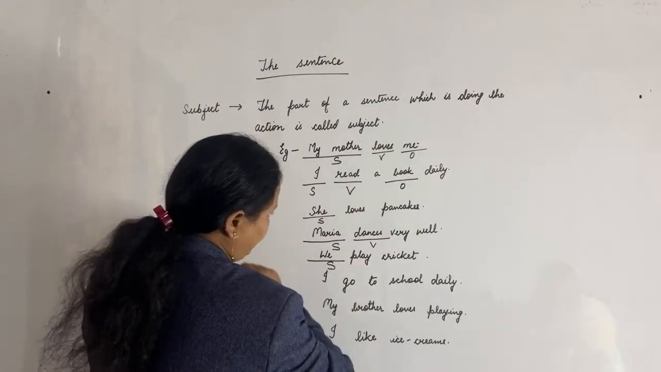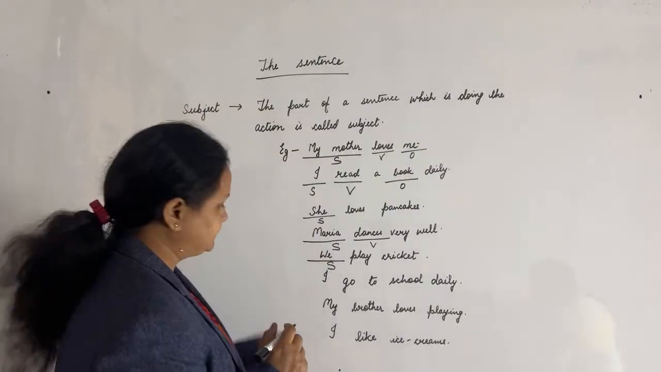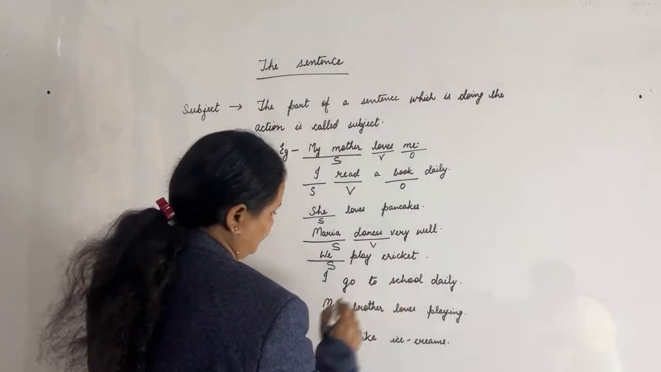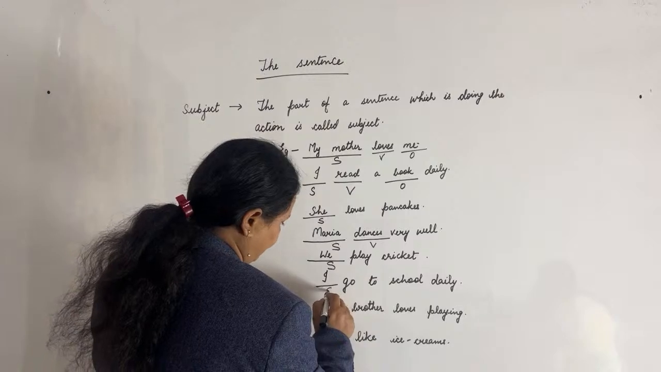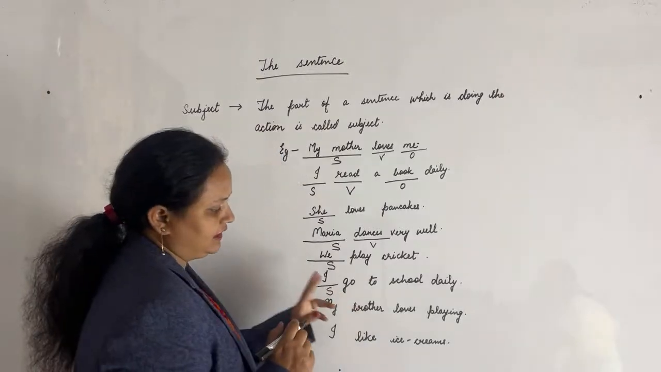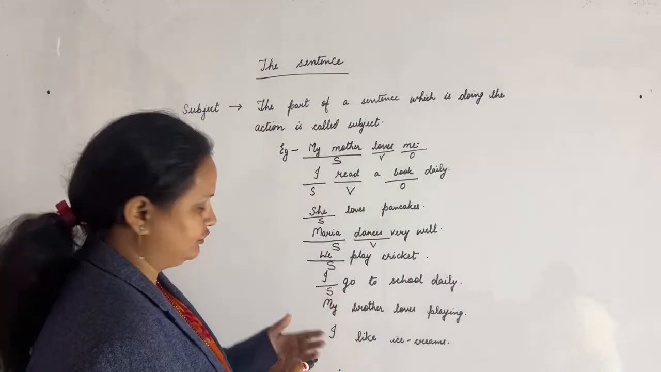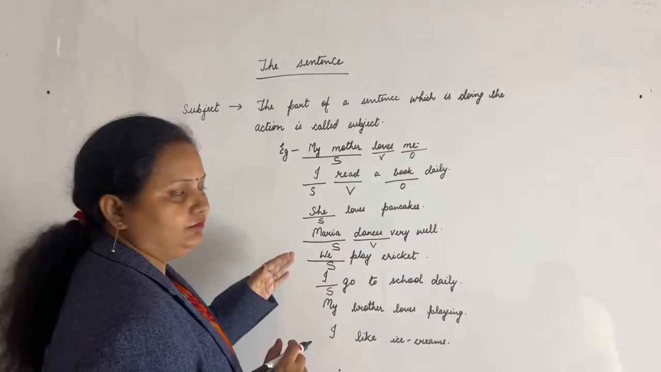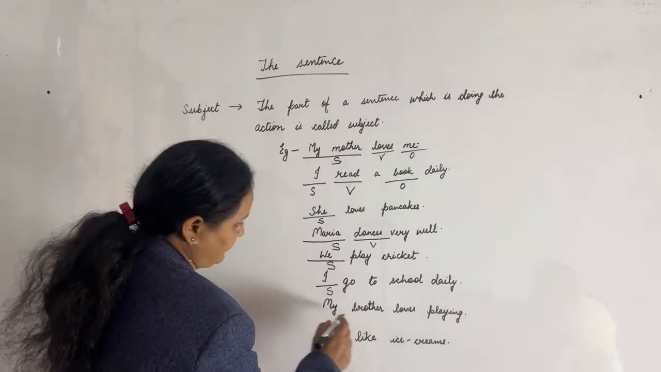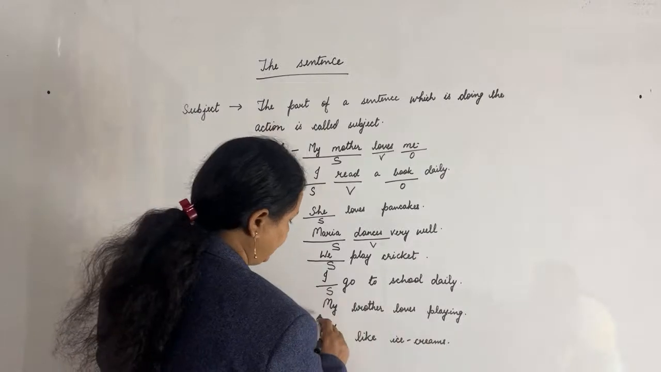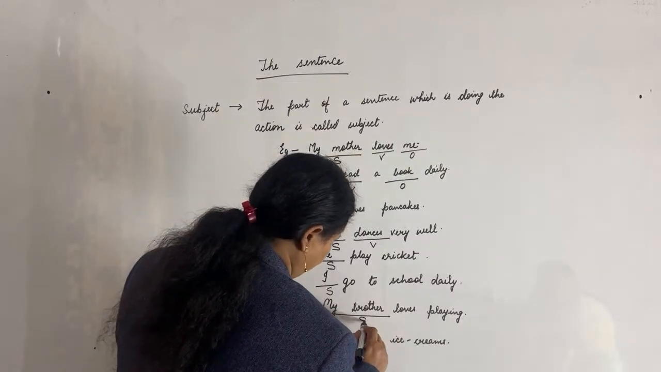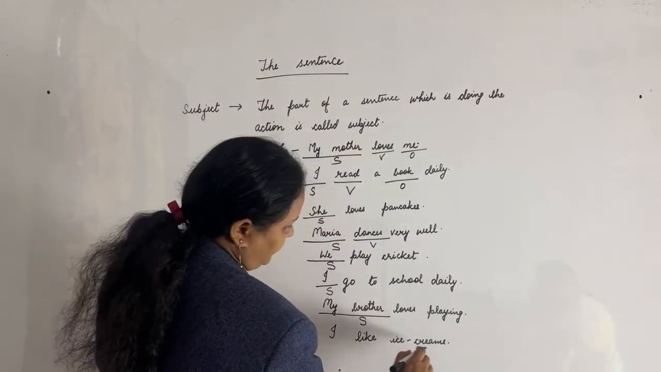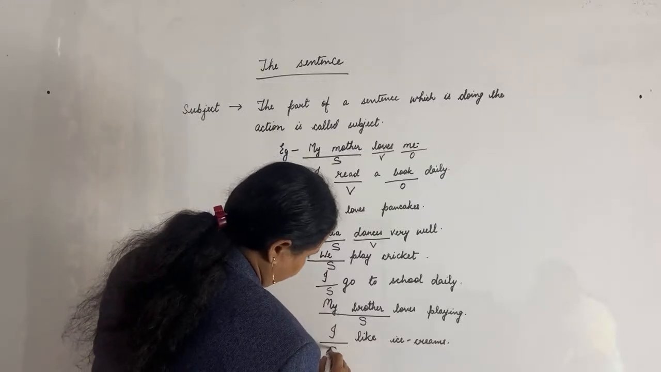We play cricket. Here we is the subject. I go to school daily. Here I is the subject because I go to school daily. I am going to school, so I am the doer. Then, my brother loves playing. Who loves playing? My brother. So my brother is the subject. I like ice cream. Here I is the subject.